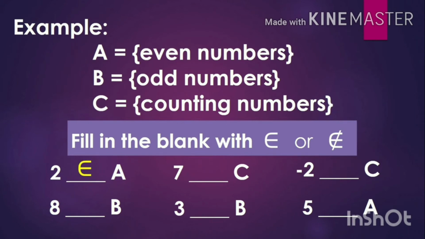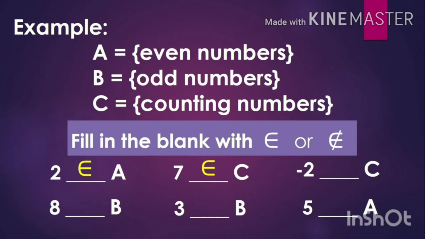You're right, element, because 2 is an example of an even number. Next, 7 is blank of set C. Is it an element or not an element? You're right again, element, because 7 is an example of a counting number.